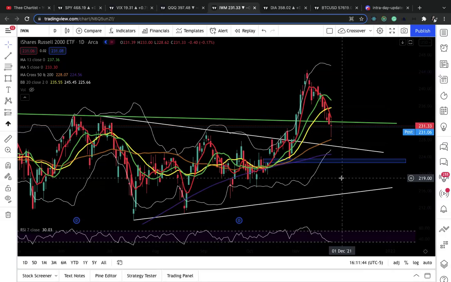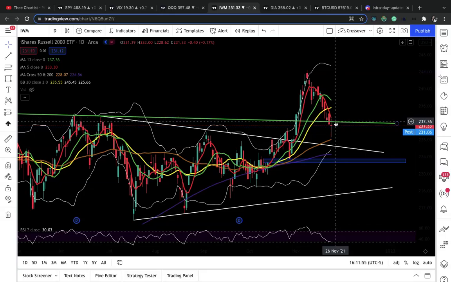Okay, of course you always got to manage your risk because this is a business. Okay, guys, so right now it's still looking bearish. It couldn't close above the 5-day. It couldn't reclaim the green resistant line. It closed below. So right now it's still looking bearish.